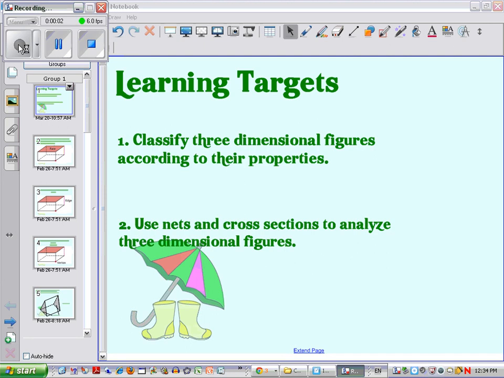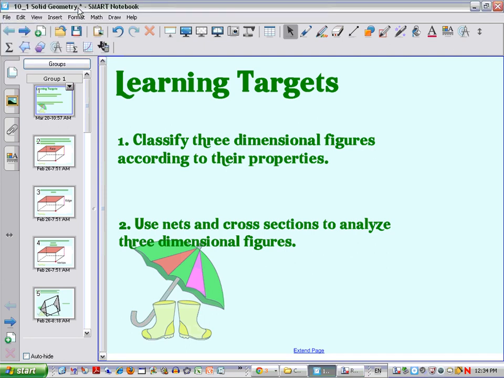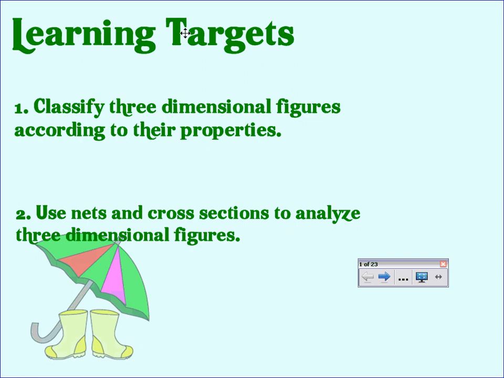Okay, now that we've finished two-dimensional figures, we're going to move into three-dimensional figures. So, two things we need to do today. Classify three-dimensional figures according to their properties, and then use nets and cross-sections to analyze those three-dimensional figures. So, we've gone through all this two-dimensional stuff with all of our figures. Now we're going to look at polyhedrons or three-dimensional figures.